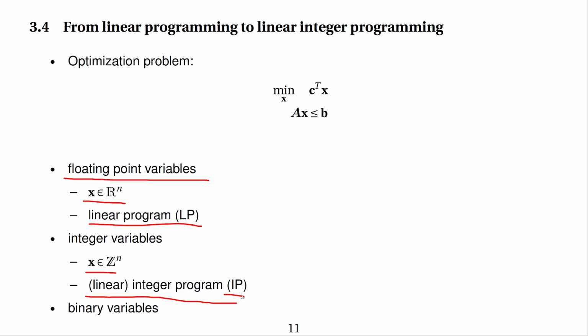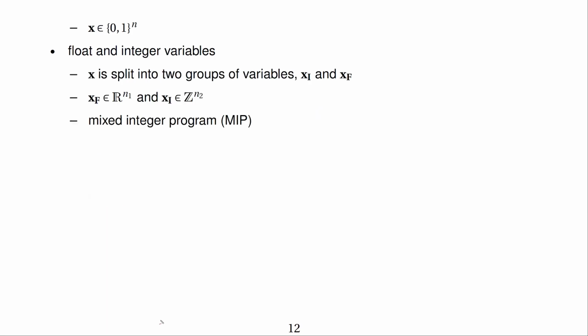An important special case of integer programming is integer programming with binary variables. For binary variables, we have x is an element of {0, 1}^n. That means x is a vector that has n components, but each component is restricted to be either 0 or 1.